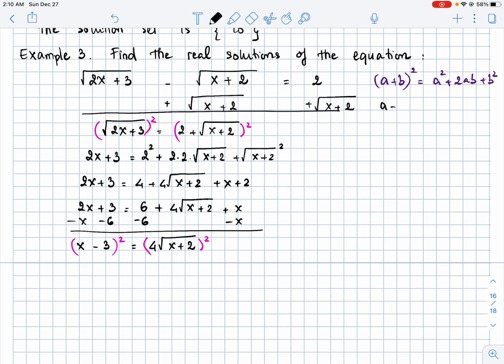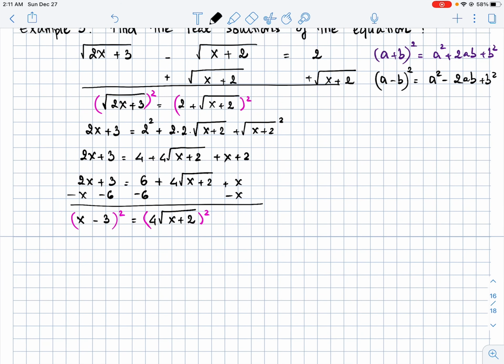We recall the formula that if we have a minus b squared, then we will get a squared minus 2ab plus b squared. And we also have the formula in algebra that if we have a times b to the n, we will get a to the n times b to the n. If n is 2, then a times b squared, we get a squared times b squared. Do you see the difference between the ab multiplied squared and the a minus b or a plus b?